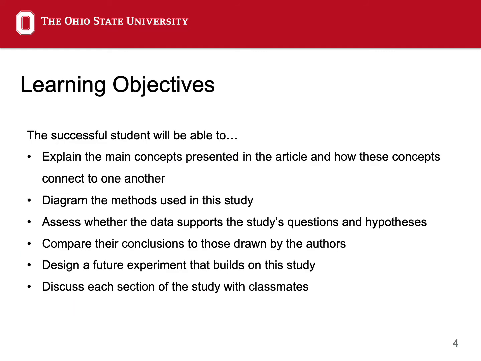The learning objectives for this assignment span a range of different levels of thinking. When completing this assignment, the successful student will be able to explain the main concepts presented in the article and how these concepts connect to one another, diagram the methods used in the study, assess whether the data supports the study's questions and hypotheses, compare their conclusions to those drawn by the authors, design a future experiment that builds on this study, and discuss each section of the study with classmates.